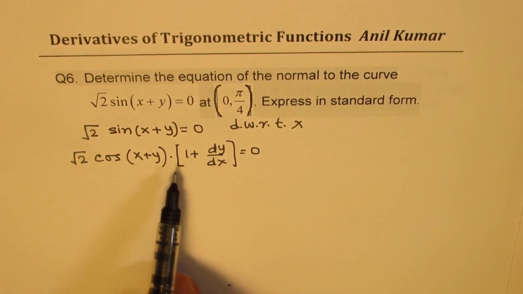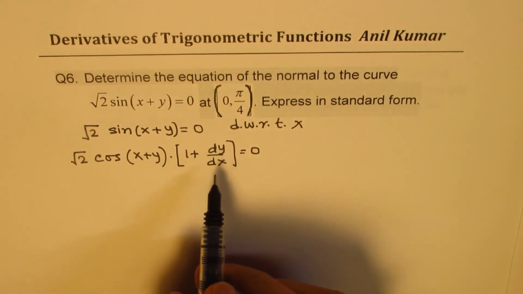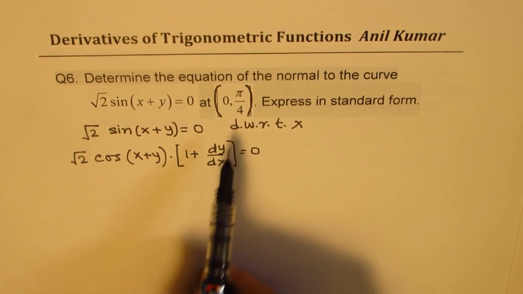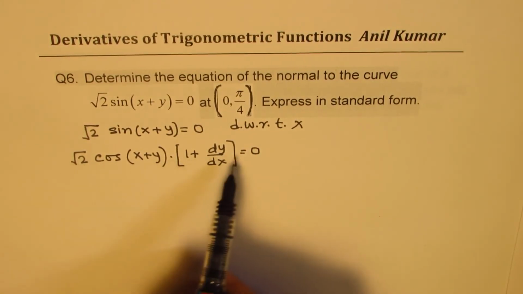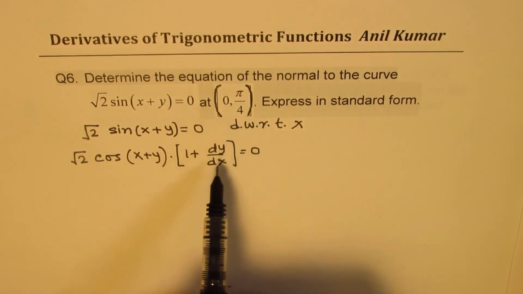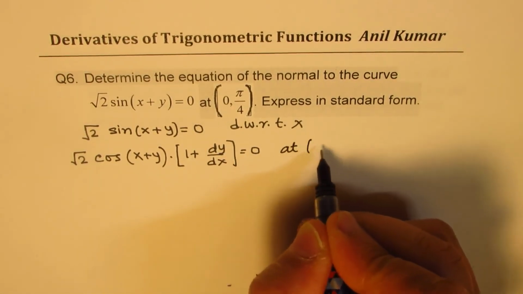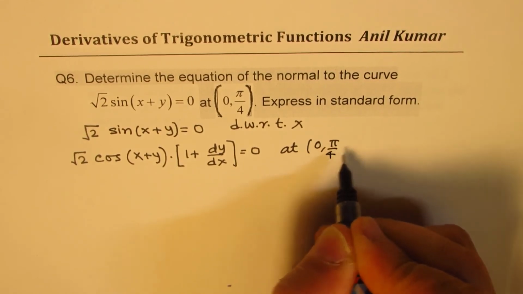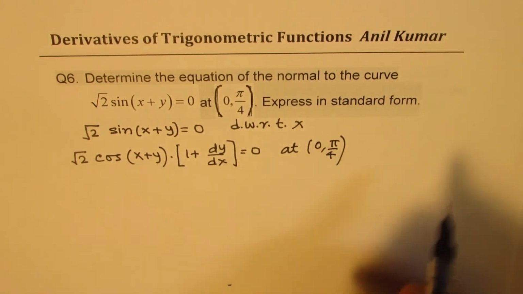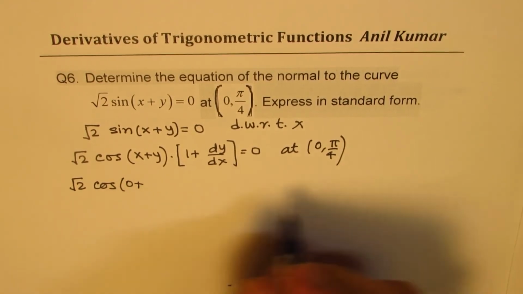Now from here, we can isolate this and find the value of the derivative, right? Now we want to find what the derivative is at 0. So we can now write at 0, pi by 4, what is the derivative, right? So we'll just substitute 0 for x and pi by 4 for y. So we get square root of 2 cos of 0 plus pi by 4.